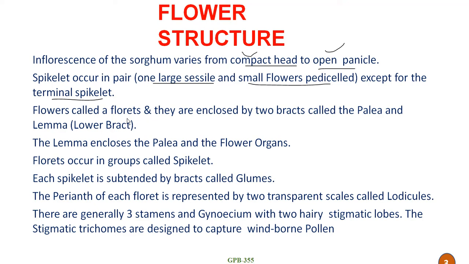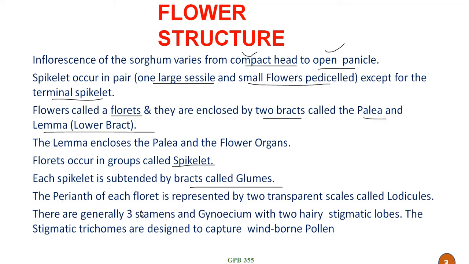Flowers are also called florets. Due to the tiny flowers in sorghum, they are called florets, and they are enclosed by two bracts called palea and lemma. As we see in all cereals and millets, there are outer bracts called lemma and palea, which is the enclosing hull of the cereal. The lemma encloses the palea of the floral organ. The florets occur in groups called spikelets, and each spikelet is subtended by bracts called glumes.